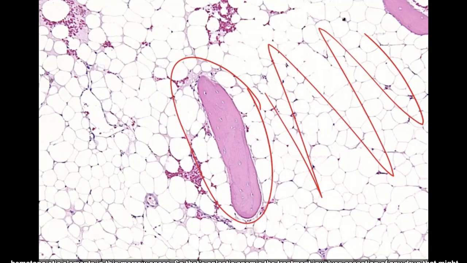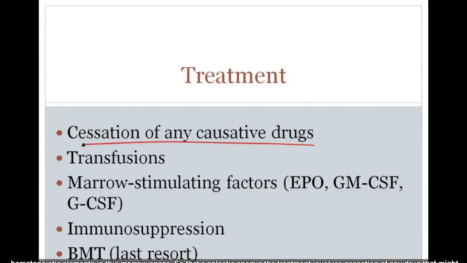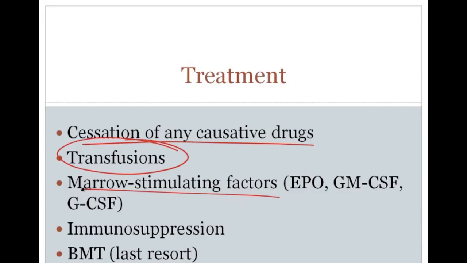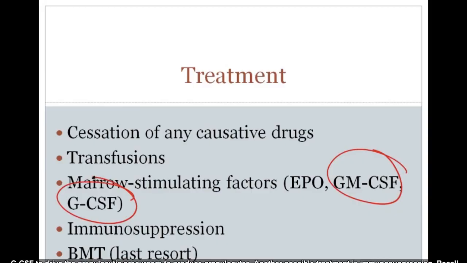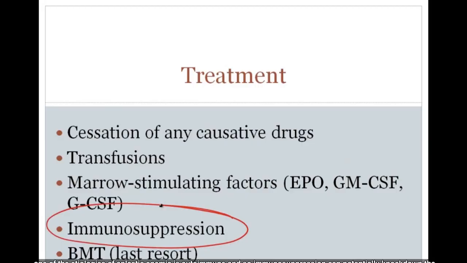So that's aplastic anemia. The treatment involves cessation of any drug that might be causing it, transfusions to support the patient, and marrow stimulating factors can be given in order to try to induce production of cells from whatever stem cells are present. So erythropoietin to drive the erythroid precursors to produce red cells, GM-CSF and G-CSF to drive the granulocytic precursors to produce granulocytes. Another possible treatment is immunosuppression. Recall that one of the etiologies of aplastic anemia is autoimmune, and so immunosuppression can potentially knock down that autoimmunity, allowing for the bone marrow to come back. And the final last resort would be to give a bone marrow transplant.